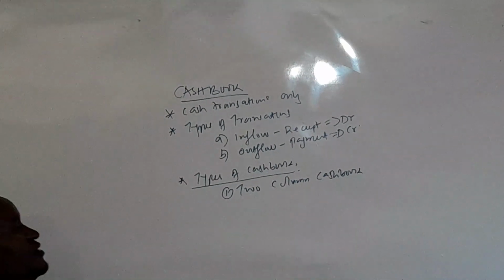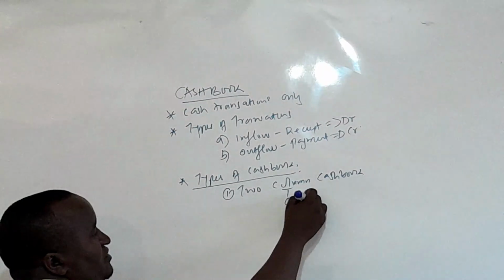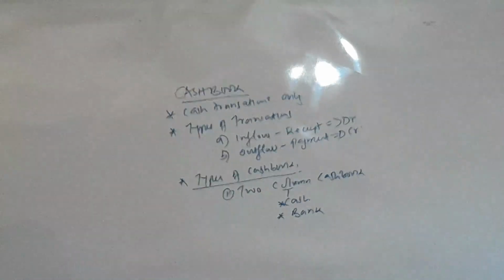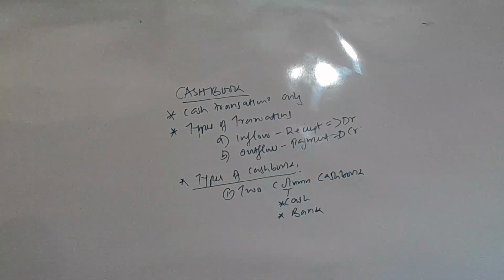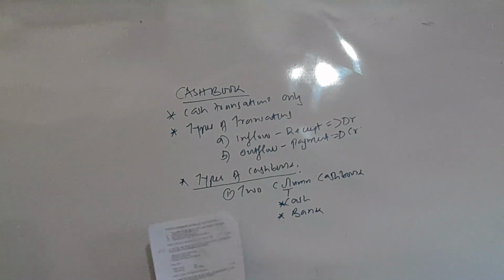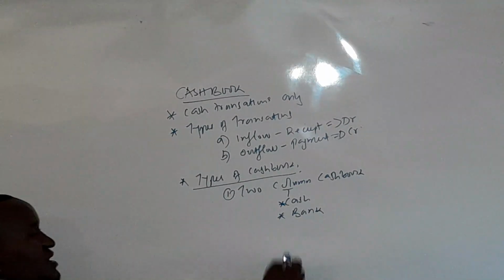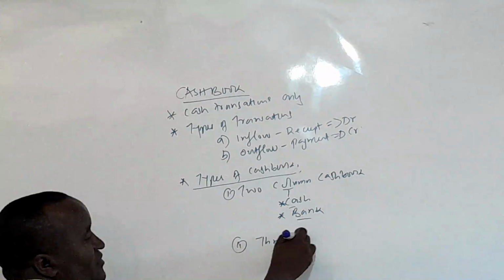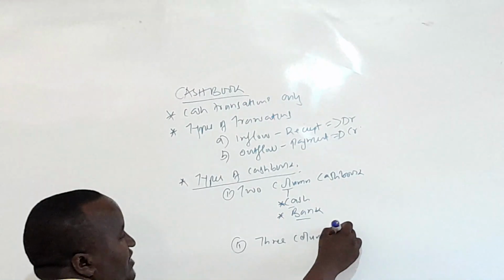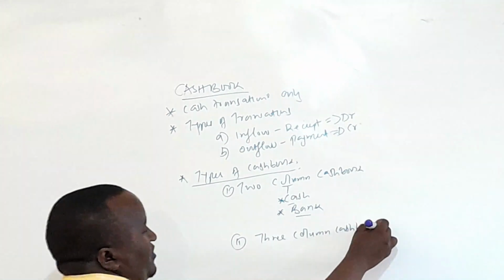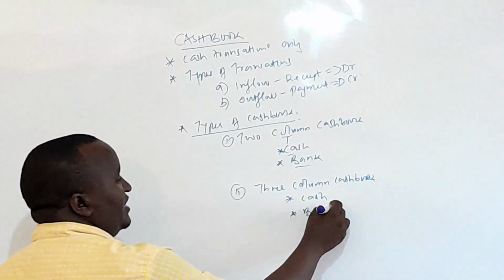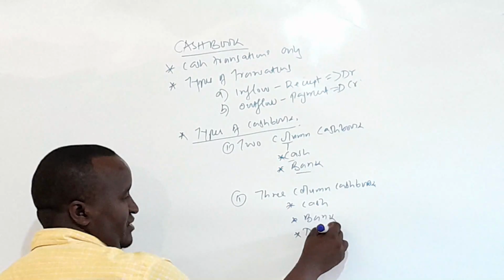We are calling it two column because of the column for cash and the column for bank. These are the two main columns, but it doesn't mean that it has only two columns. We have other columns for the date, the folio, the details, but the major columns are the cash and the bank. And the second one is the three column cash book. This one has the cash, the bank, and the discounts.